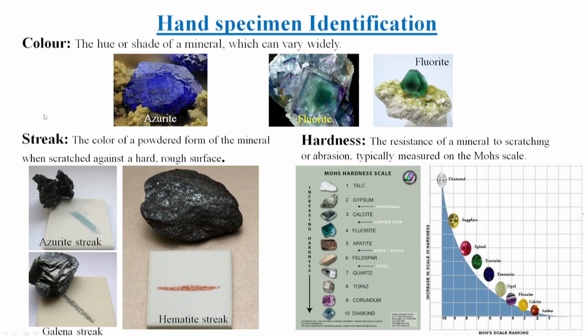Now if I start with the first characteristic of any mineral, we look at the color of a mineral, the hue or shade of a mineral, which can vary widely, but sometimes for a particular set of minerals, color can also become diagnostic, but it is generally not a diagnostic feature. But in case of the azurite mineral, you can see a very beautiful blue color. So your azurite can be identified with this kind of blue color it possesses.